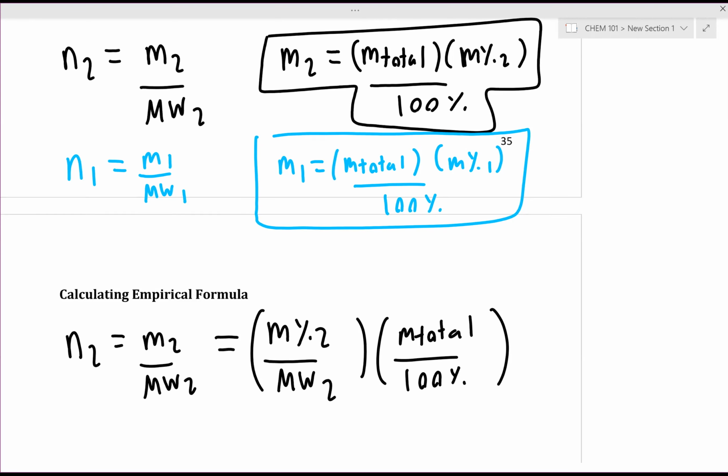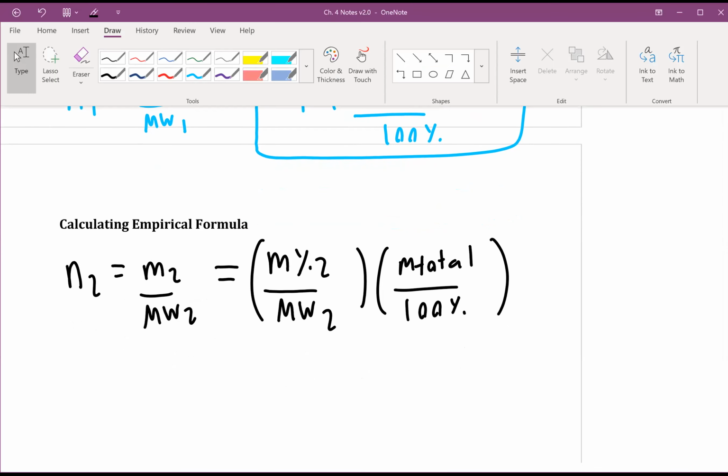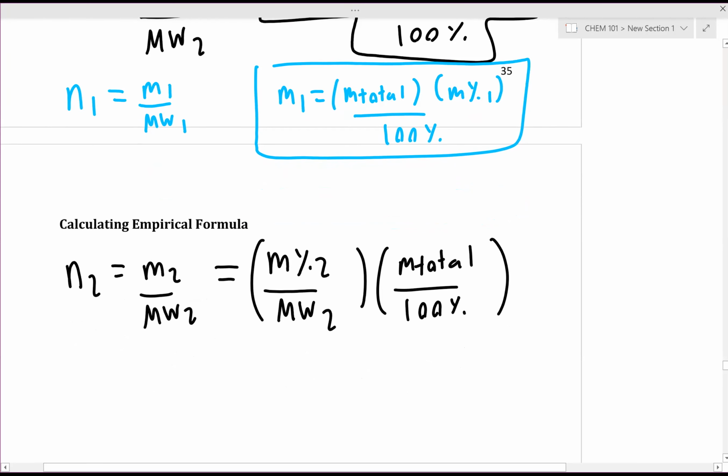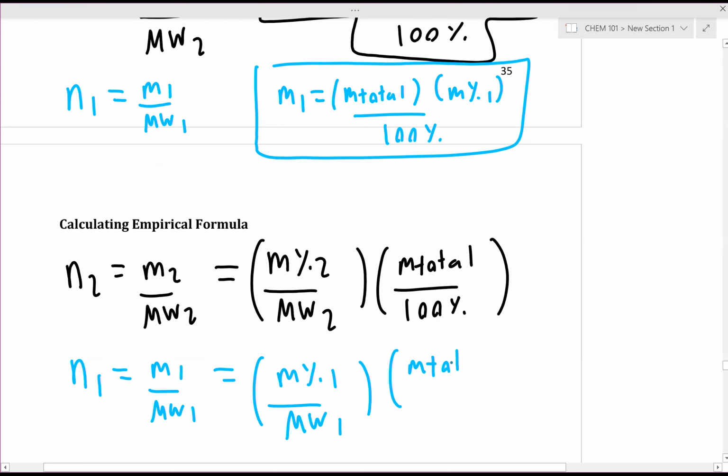Now we can do the exact same thing for the moles of element 1. And we know that N1 is equal to M1 over molecular weight 1. Now, will this equation for the moles of element 1 look exactly identical to the equation for the moles of element 2? Yes, except we're just going to change our labels from 2 to 1. That's it. So then the mass percent of element 1 over the molar mass of element 1 times M total over 100%. Okay.